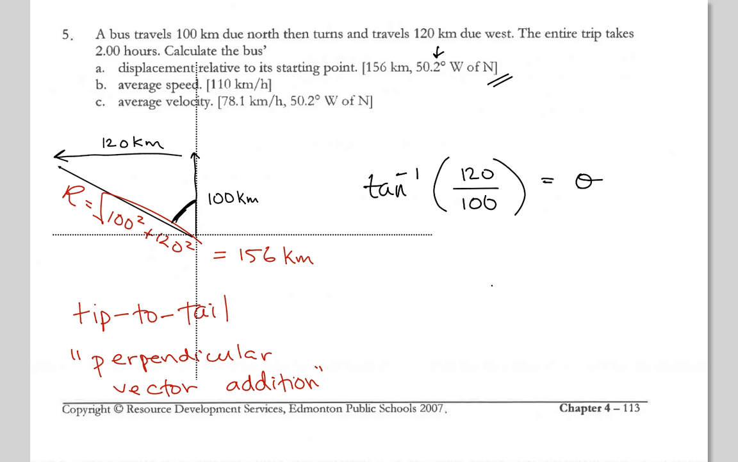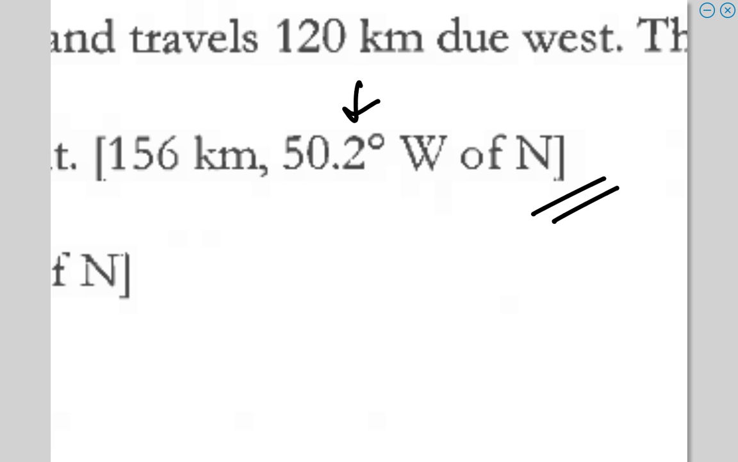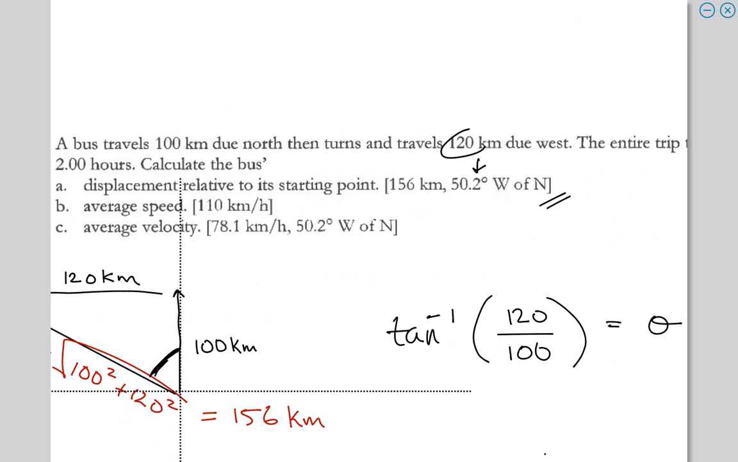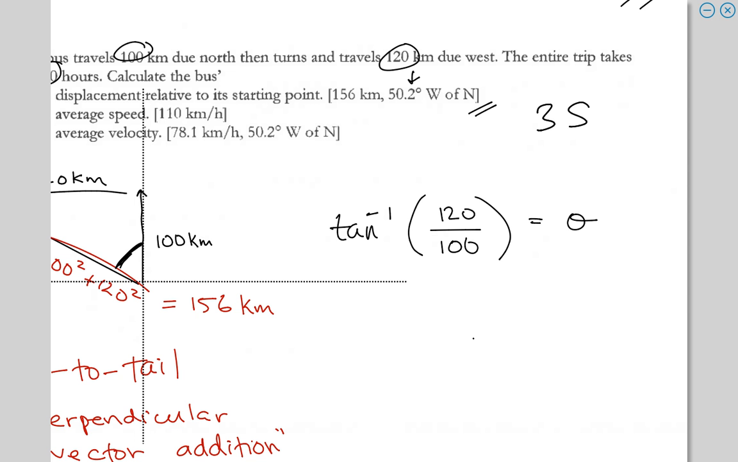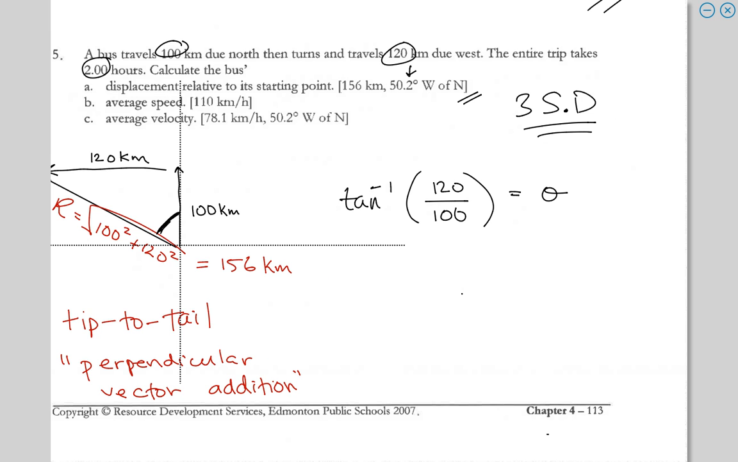Okay? And why are there 3 digits? 3 sig digs, right? 120, 100, 2.00. 3 sig digs everywhere. A lot of people are still forgetting about that. Lots of little details in physics. 3 sig digs. Okay, so let's try to figure out this answer.